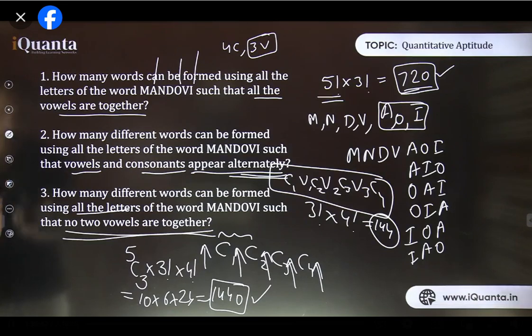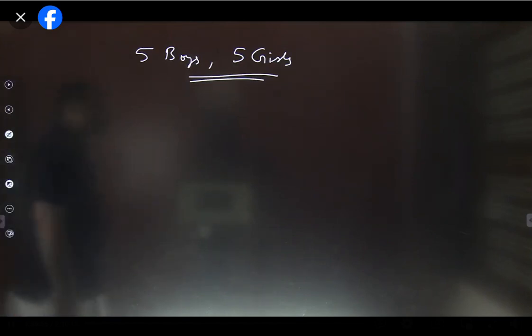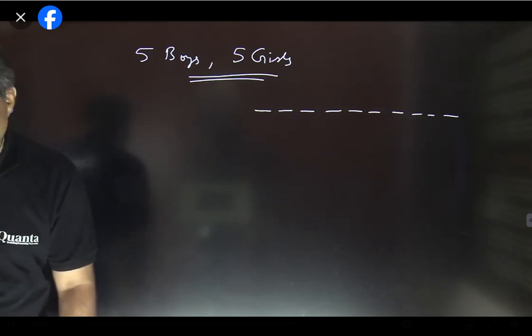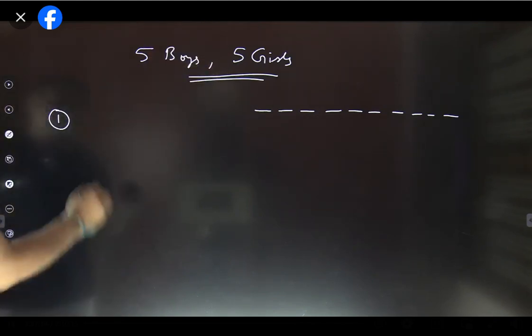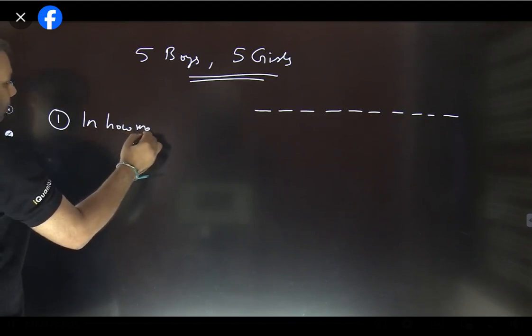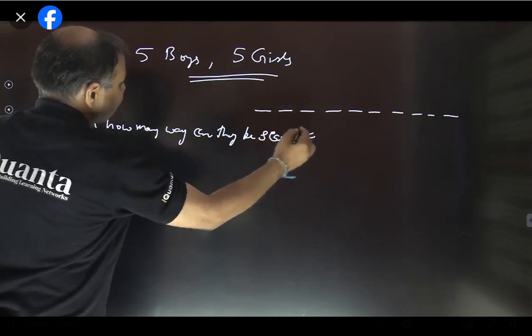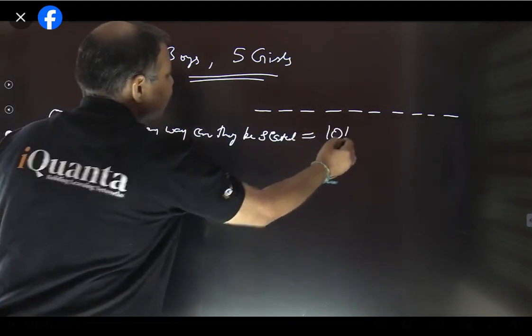The point was that, say there are 5 boys and 5 girls. These 10 persons go to a cinema hall to watch a movie, and they book 10 consecutive seats: 1, 2, 3, 4, 5, 6, 7, 8, 9, 10. My first question is, in how many ways can they be seated? No constraint. It's 10 factorial, right? There are 10 persons, 10 seats available, so 10 factorial ways.